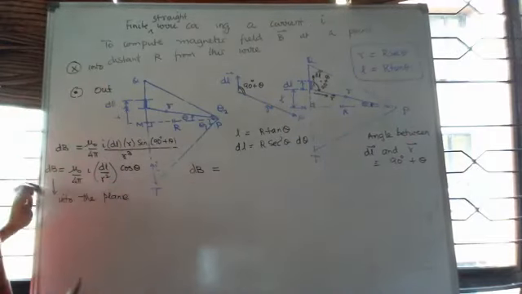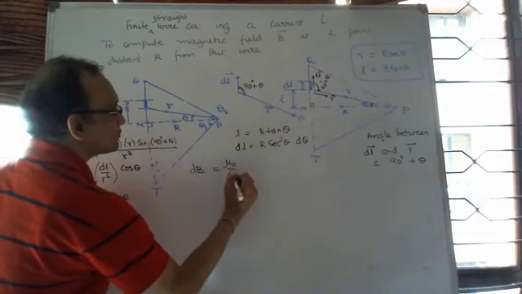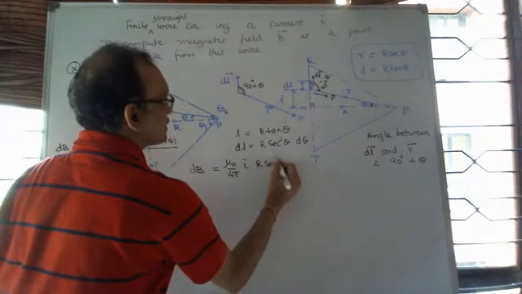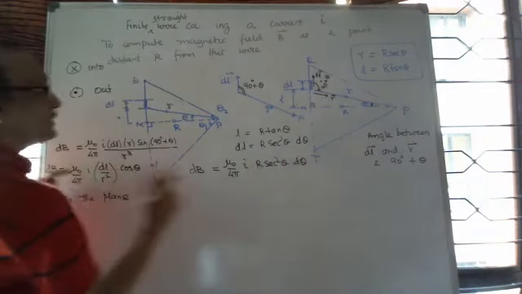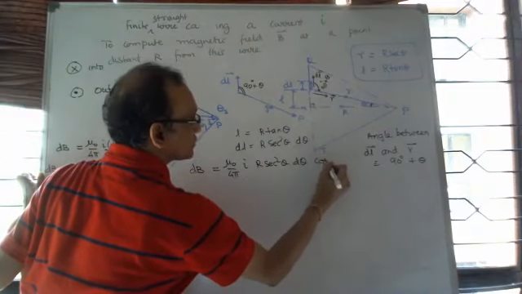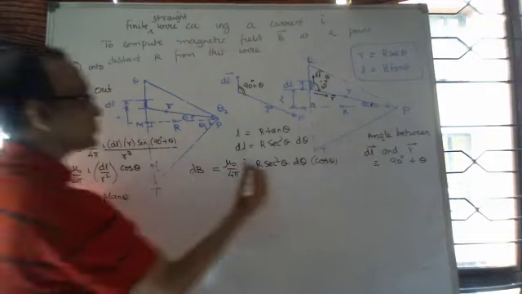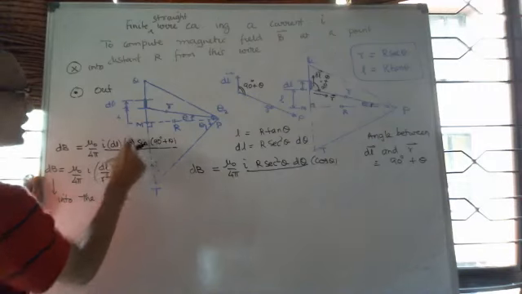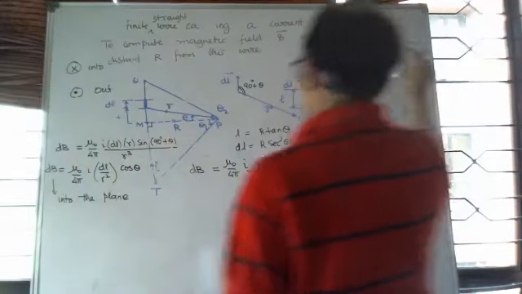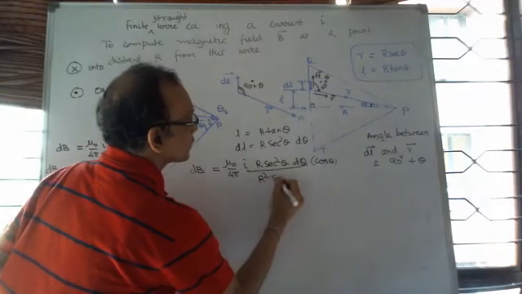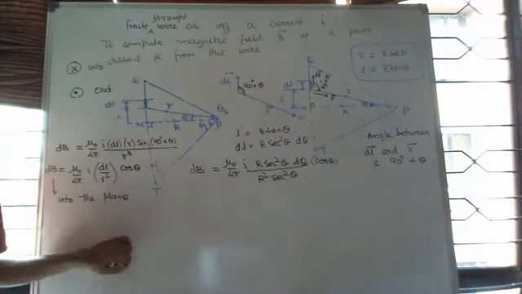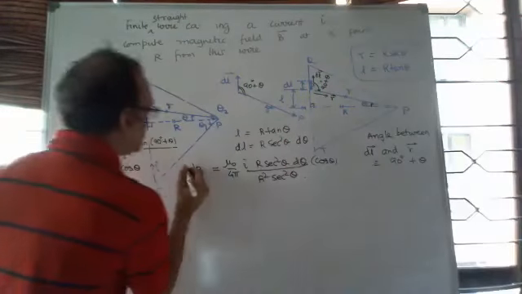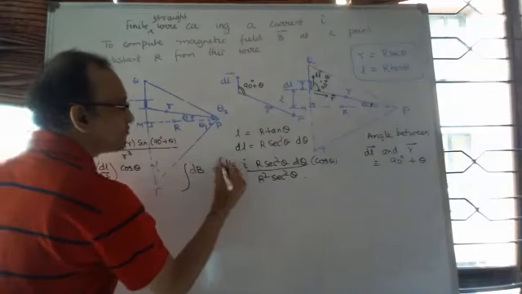Now come back to dB and write everything in terms of theta. Mu naught by 4 pi I, dL written as R sec square theta d theta, into cos theta, divided by small r squared, which is R square sec square theta. That is dB going into the plane of the board. All dBs are going into the plane of the board, so I can sum up all the dBs. The net B at P would be the sum of all of this.